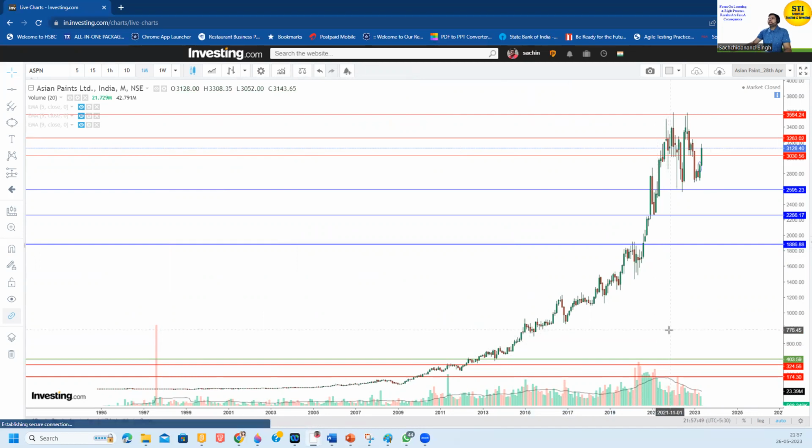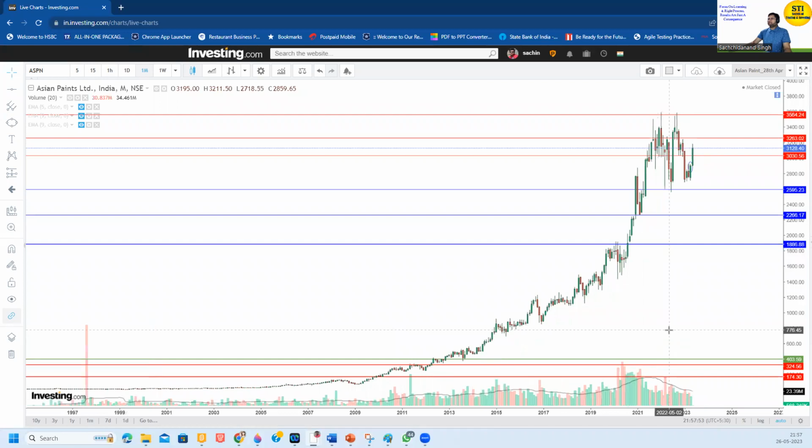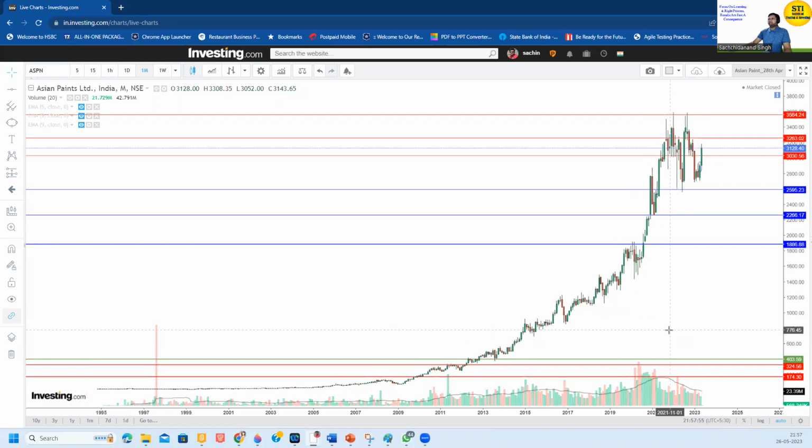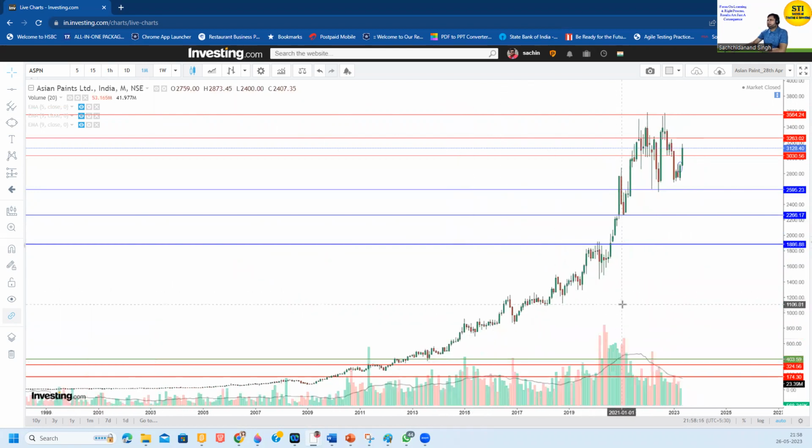Similarly, whenever we are analyzing any stock, we need to look at the entire history. We can select the monthly time frame and look at the overall picture. Initially we learn about Dow theory, whether it is an outperformer or underperformer, like Ghoda or Gada or sideways. By looking at the entire history of Asian Paints, we can say it is kind of an outperformer. It keeps on moving up.